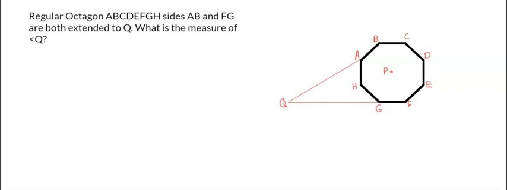Okay. So we have a regular octagon, A, B, C, D, A to H sides, as you can see there. Octagons have 8 sides. So sides AB and FG are both extended to Q. Okay. So we need to find what is the measure for that. That is the point of this one.